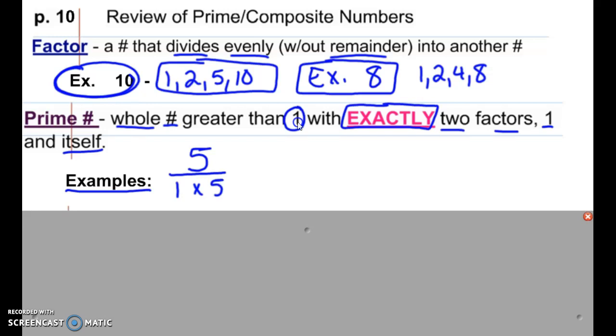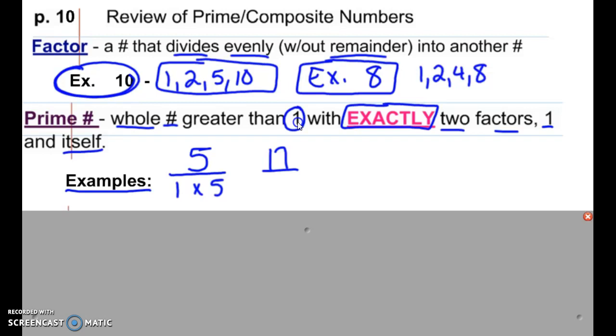I'm going to write them in factor pairs. 1 times 5 is 5, which means those are factors of 5 because 1 goes into 5 evenly and 5 goes into 5 evenly. But those are the only two factors of 5, so that means it is a prime number. Another prime number would be the number 17.